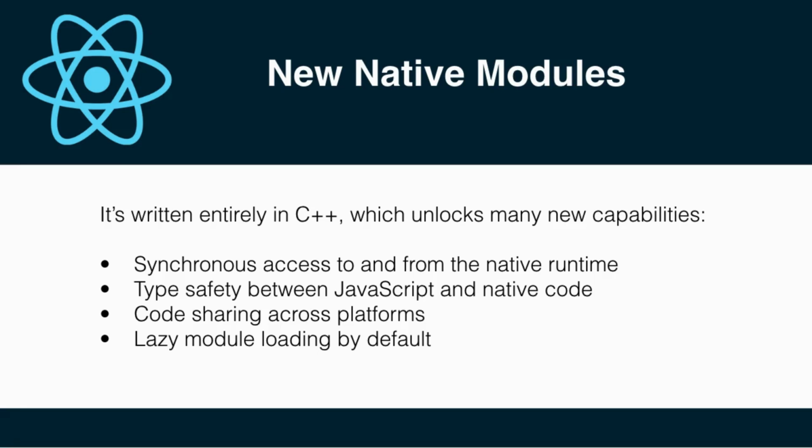Additionally, with CodeGen, your modules can define a strongly typed contract between the JavaScript layer and the native layer. From our experience, cross-boundary type errors are one of the most common sources of crashes in cross-platform apps. CodeGen lets you overcome those problems while also generating boilerplate code for you.